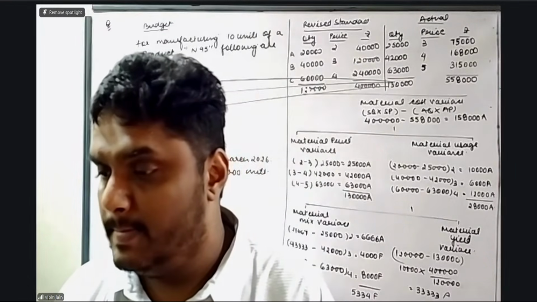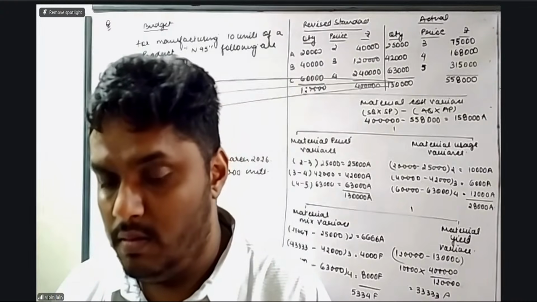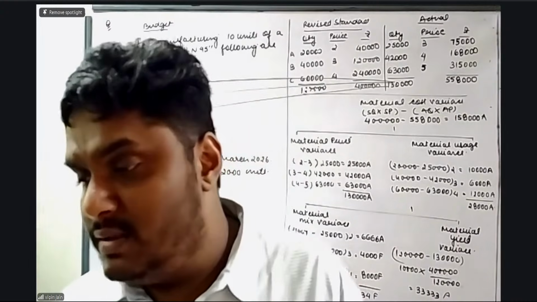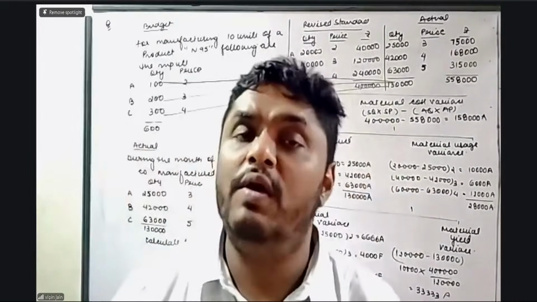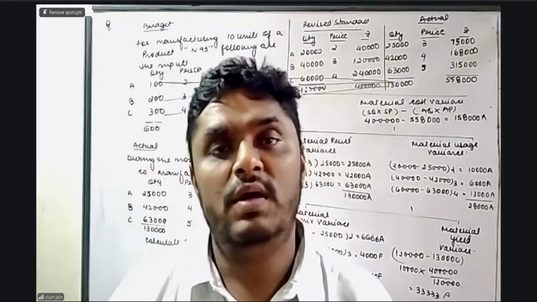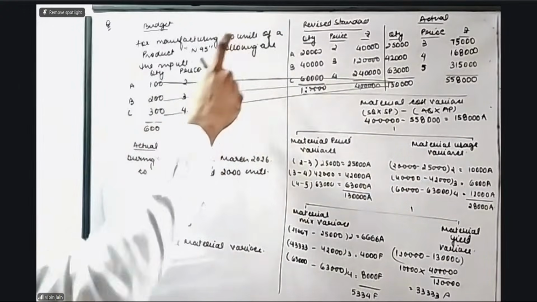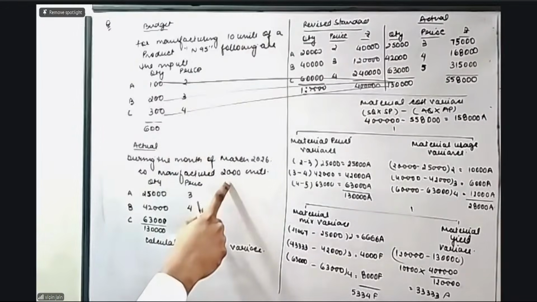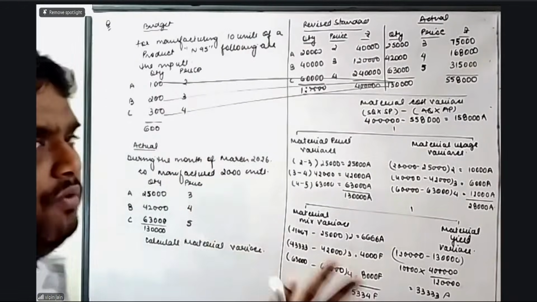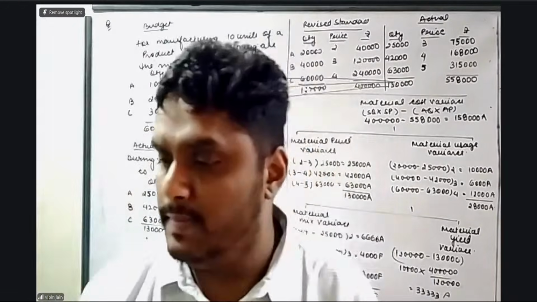If the output is given after deducting normal loss from the output, right, sir? In many questions, you will not find normal loss also. See, here in this question also, the budgeted data is given for 10 units of output, actual data is given for 2,000 units of output. So in this question, there is no normal loss.